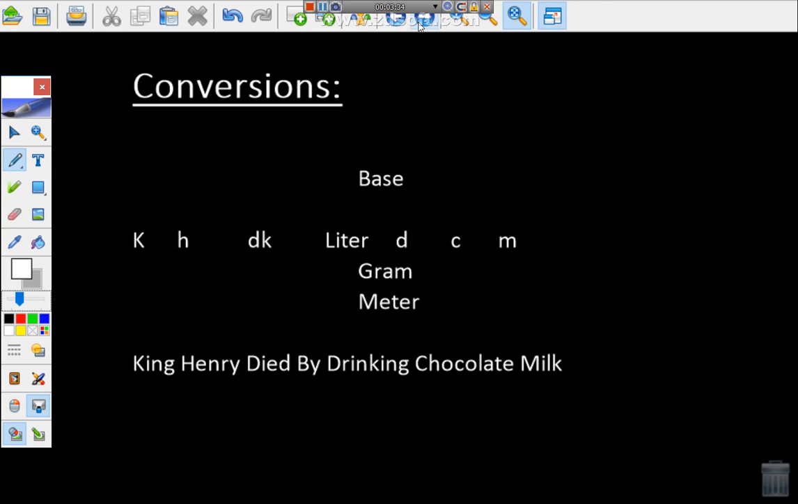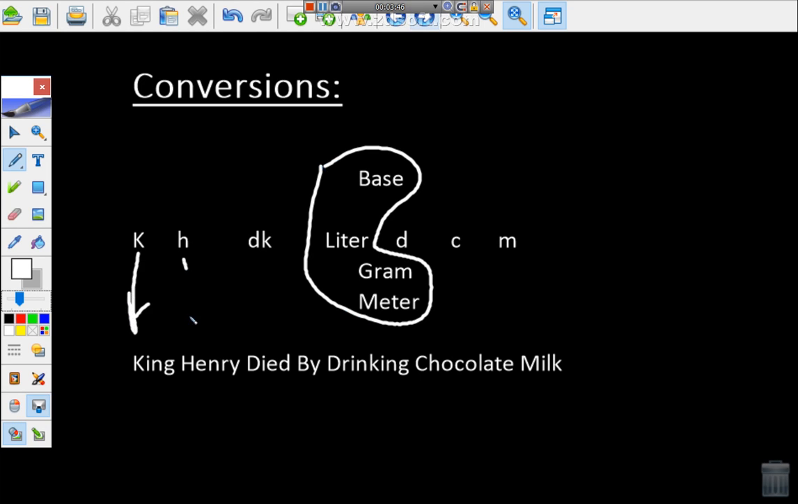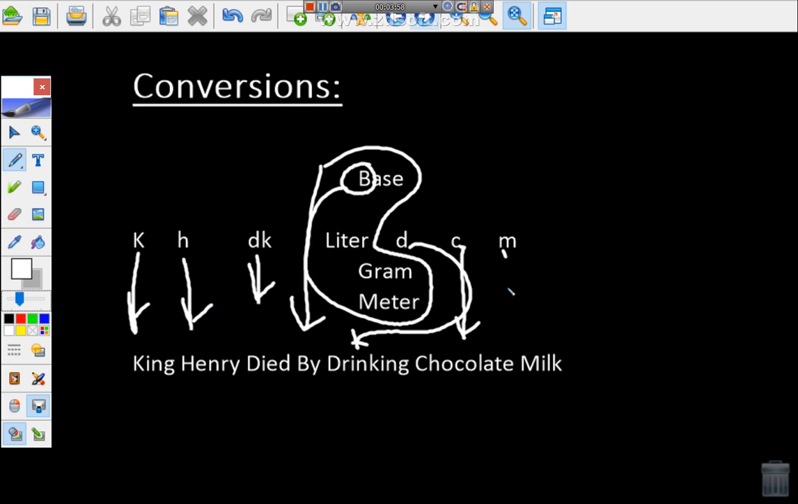Conversions, remember that this is kind of together here. So we always look at this in kind of a descending order. King Henry died, and then we go to this base here by drinking chocolate milk.